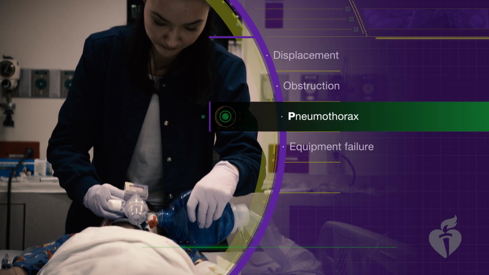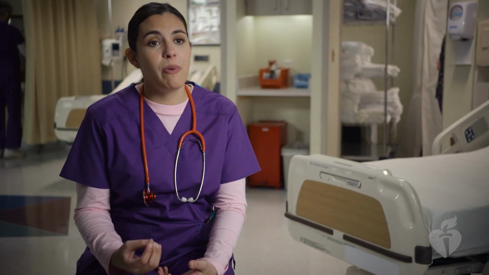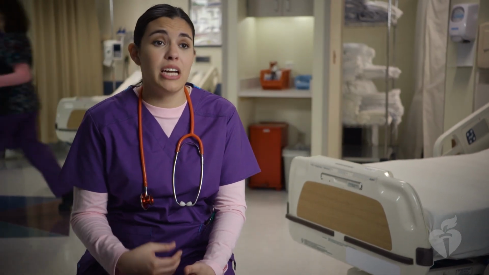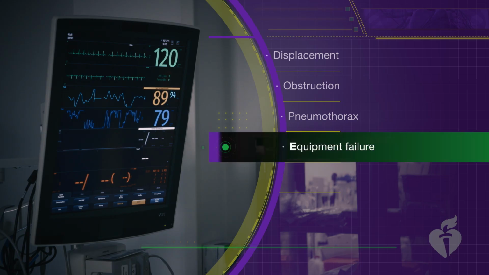A pneumothorax usually results in decreased chest expansion and breath sounds on the affected side. A sudden deterioration in the patient's pulse oximetry may occur. In severe cases, hypotension and even cardiac arrest may occur. It rarely happens, but sometimes your equipment can fail. Disconnection from the oxygen supply, power failure to a mechanical ventilator, malfunction of valves, or a leak in the bag mask device or circuit.